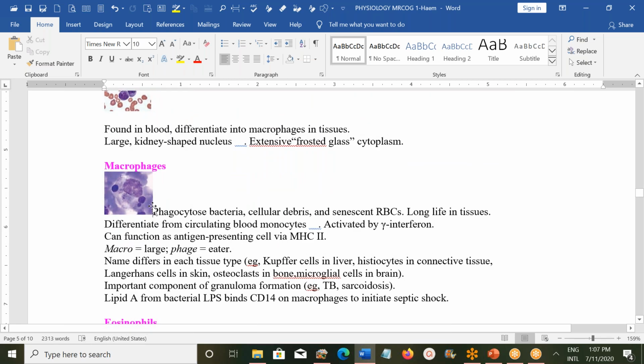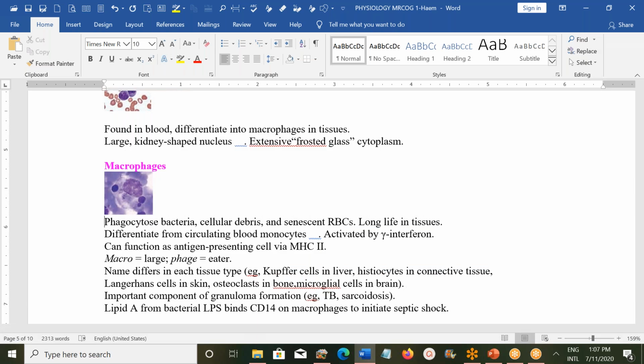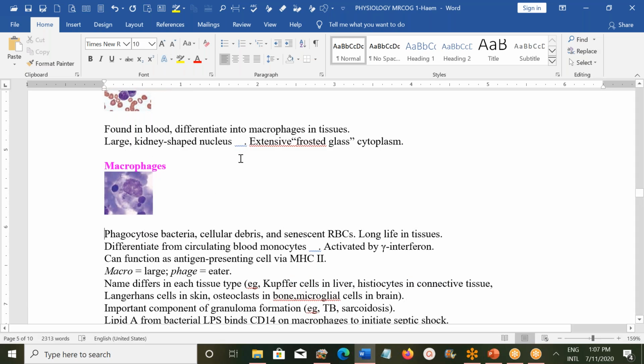We have just read about macrophages: monocytes go into the tissue and form the macrophages. Macrophages phagocytose bacteria, cellular debris, and RBCs which are very old. These monocyte-macrophages have a long life in the tissues, and they are differentiated from the circulating blood monocytes. These macrophages are activated by gamma interferon, and they can function as antigen presenting cells via major histocompatibility complex 2.